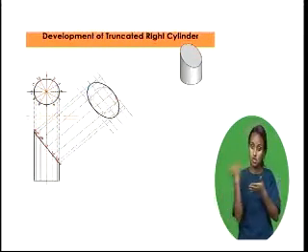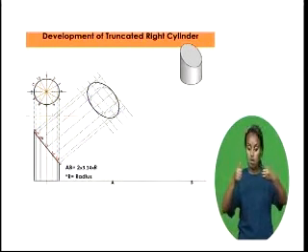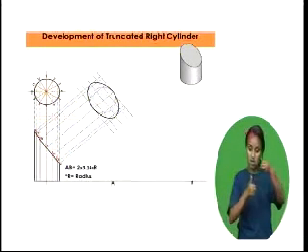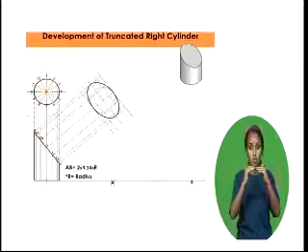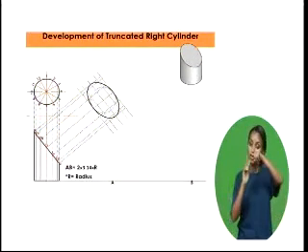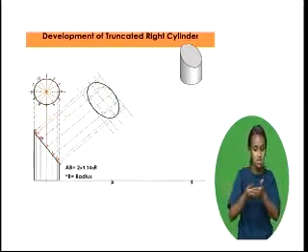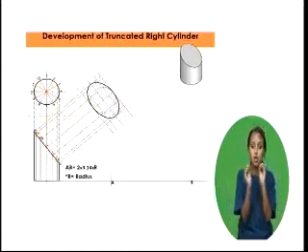Draw the stretch-out line and mark points A and B such that AB is equal to 2πR, which is the circumference of the cylinder. The circumference may be laid out without calculation as shown on the screen.